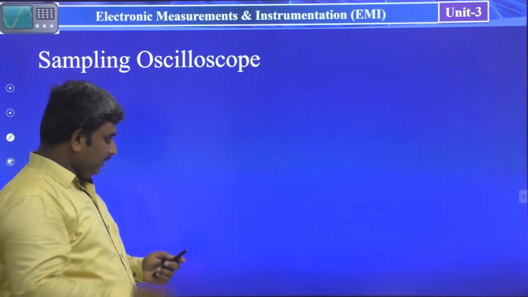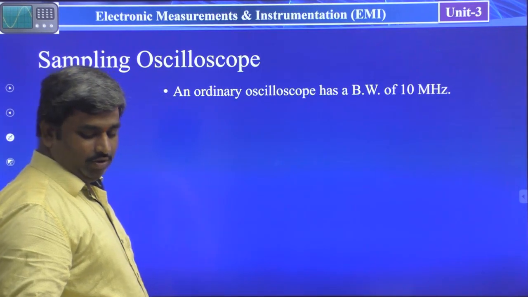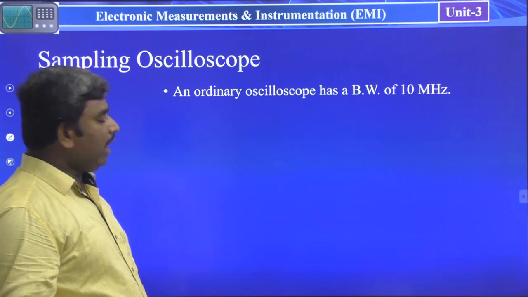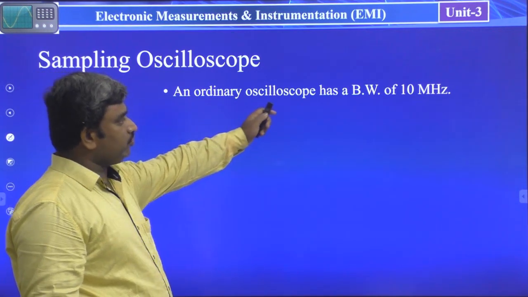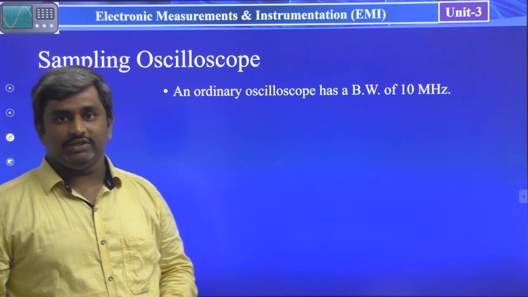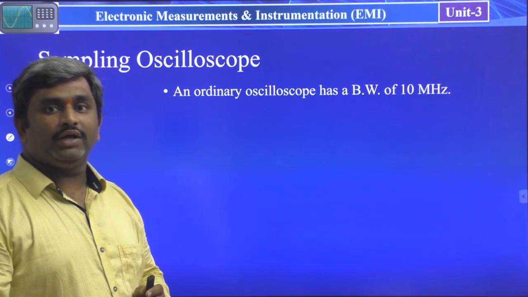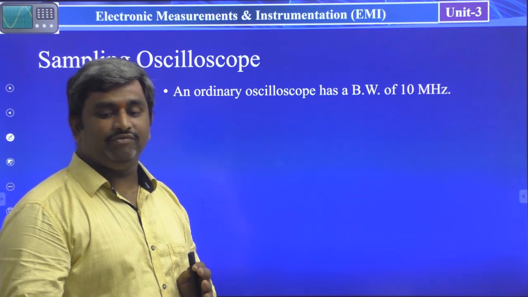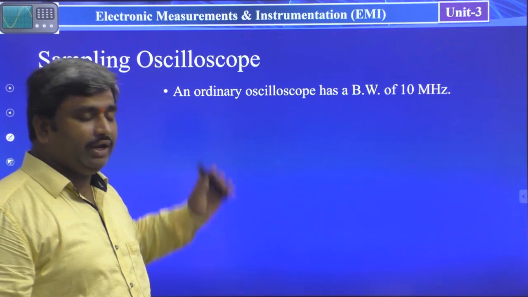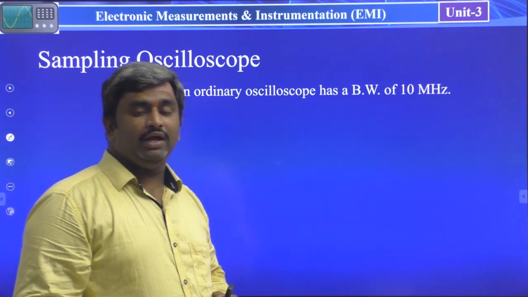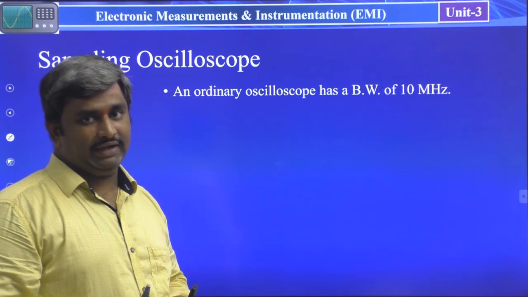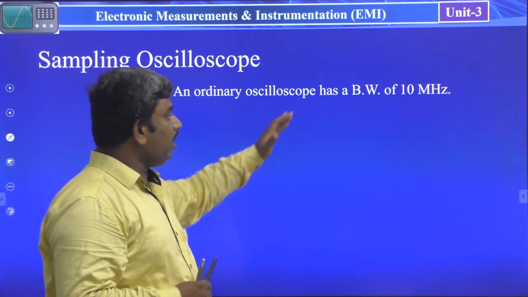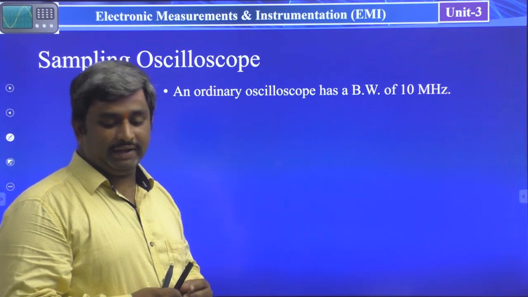Next, we will see the major important behaviors of oscilloscopes. An ordinary oscilloscope has a bandwidth of 10 megahertz. In our laboratory, we are seeing different types of oscilloscopes which have less bandwidth. Generally, our oscilloscopes are designed with either 10 megahertz or 20 megahertz. Most of our laboratory electronic equipment has a bandwidth of 10 megahertz.